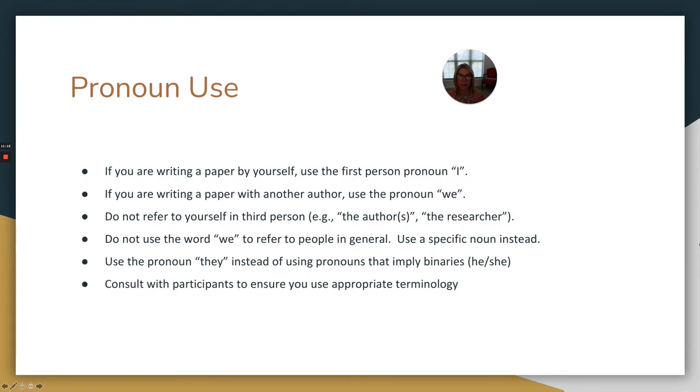So another thing to keep in mind relating to your grammar is your pronoun use. When you're writing a paper, and if you're referring to yourself, you want to use the first person pronoun I.